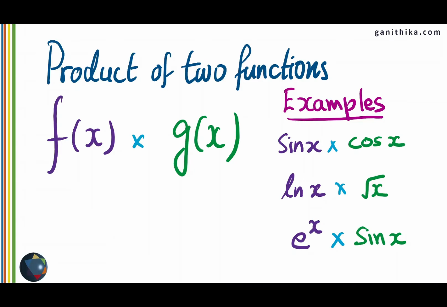Sin x is a function, cos x is a function, ln x is a function, square root x is a function, and they are multiplied with each other distinctly. So f of x multiplied by another function g of x gives you a product of two functions.